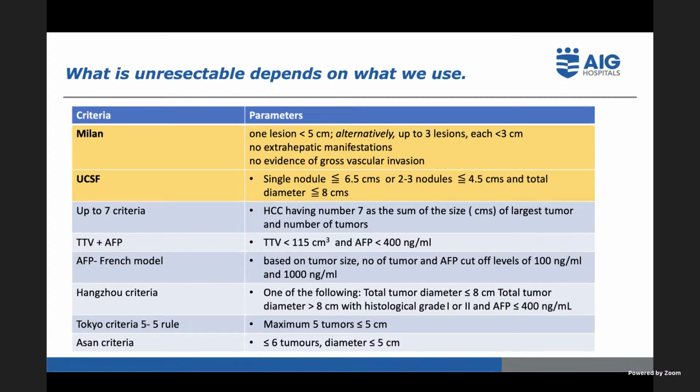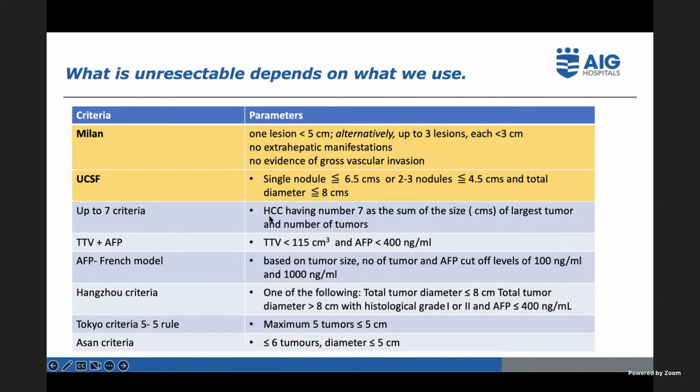There are some standard criteria. We are all aware of the Milan criteria and the UCSF criteria. These are the two criteria which are most commonly used. The Milan criteria is basically one lesion less than 5 centimeters, or up to 3 lesions each less than 3 centimeters, with no extrahepatic manifestations or gross vascular invasion. The UCSF is a little more liberal, allowing up to 6.5 centimeters or a total diameter of up to 8 centimeters.